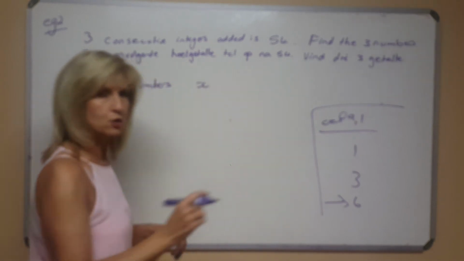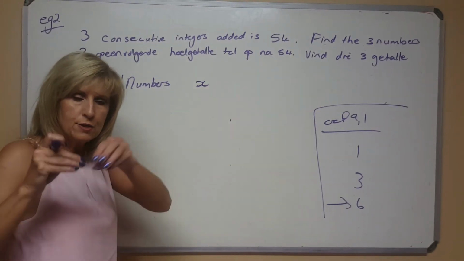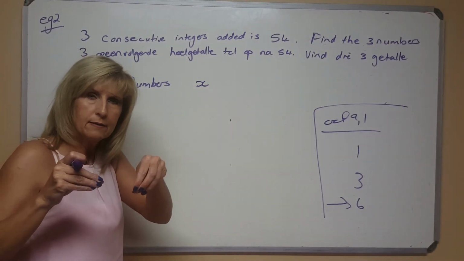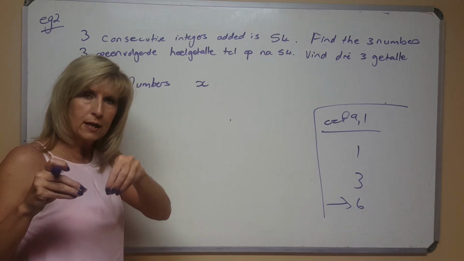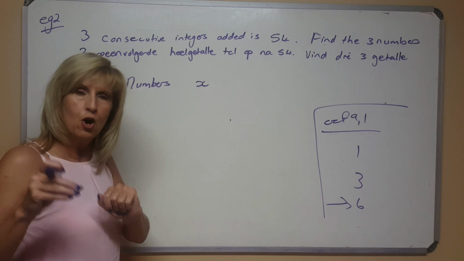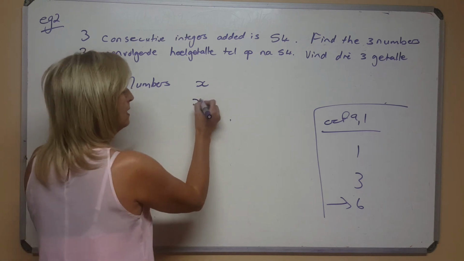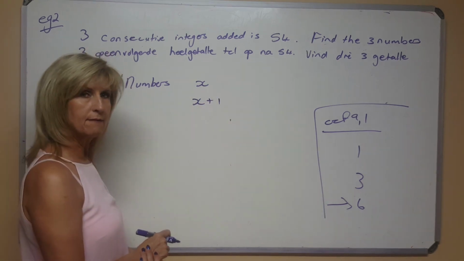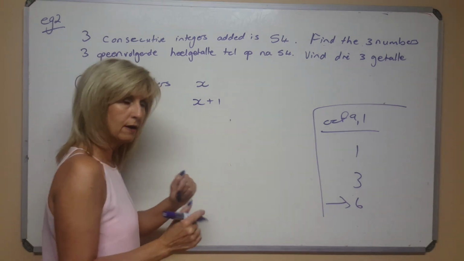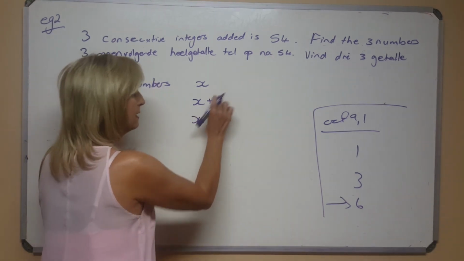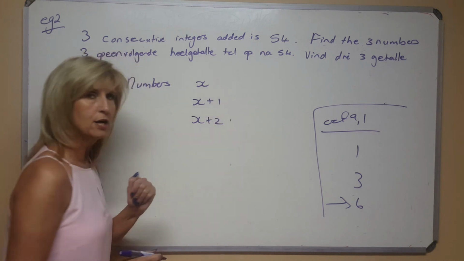What will be the next one? What do you have to add to 7 to get to the next one? 8. 1. Wat moet ek doen om van 7 af by 8 uit te kom? Wat tel jy by? 1. Om by die volgende ene by te kom, die volgende een sal x plus 1 wees. The next one, the consecutive one, should be adding another 1. And the next one will be add another 1. So it should be there by 2.